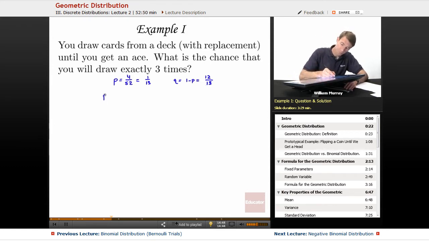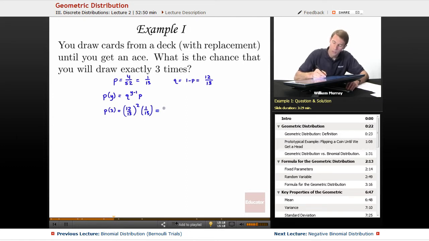And now let me write down the formula for the probability for the geometric distribution. P of y is q to the y minus 1 times p. In this case, our y is equal to 3 because we want to know the chance that we'll have to draw exactly 3 times. So P of 3, in this case, q is 12/13. I'll fill that in. 12/13. y minus 1 is 3 minus 1, so that's 2. p is 1/13.